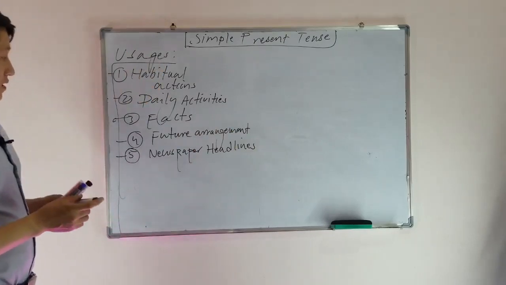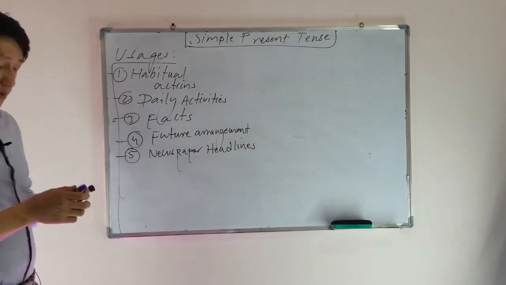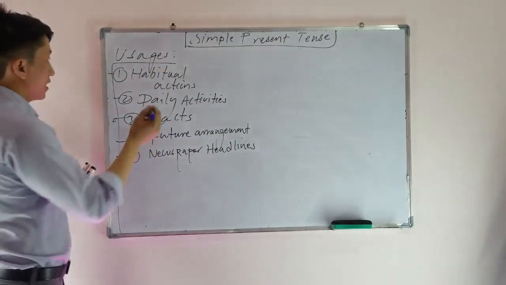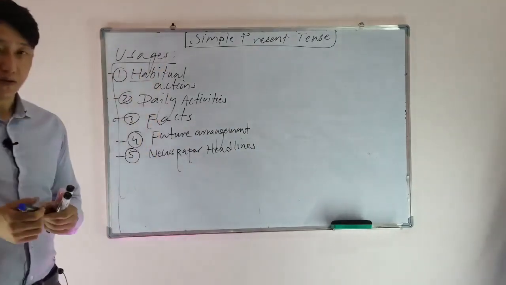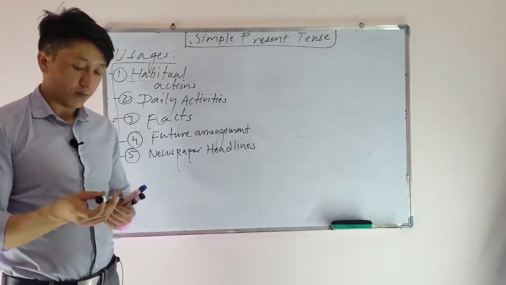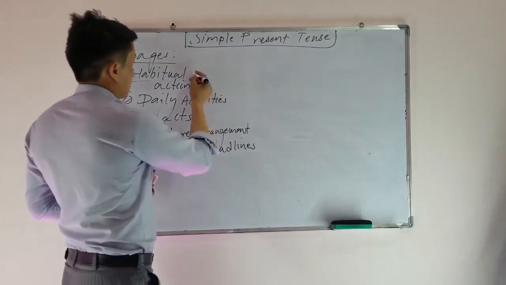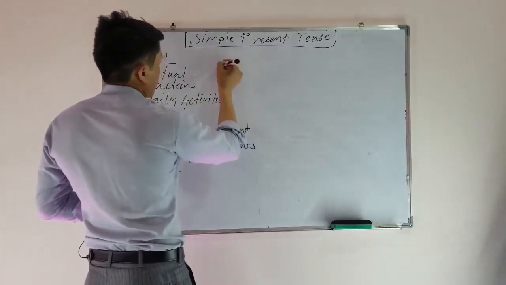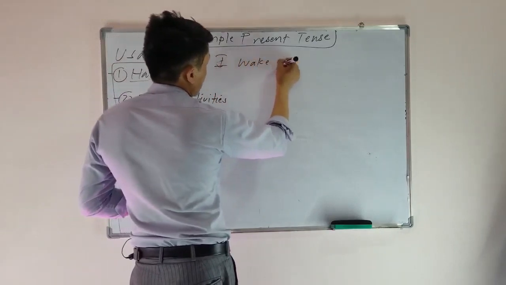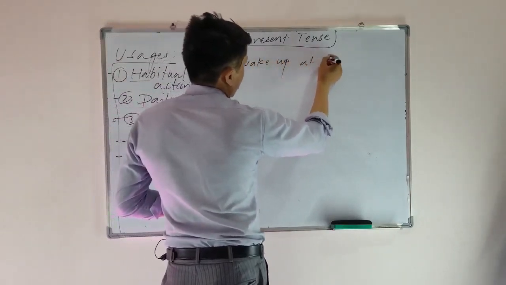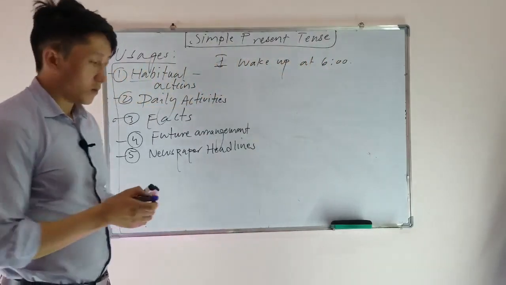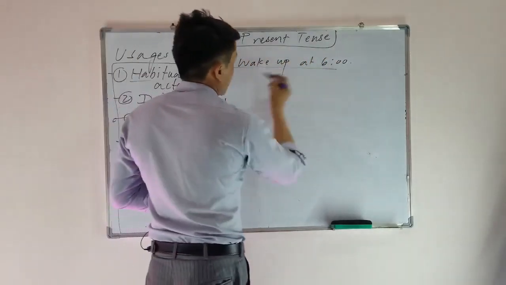So simple present tense is used to talk about habitual actions. What are habitual actions? Habitual actions belong to our habits. For example, if I say I wake up at 6 o'clock in the morning, this is simple present tense, and here this is my habit.